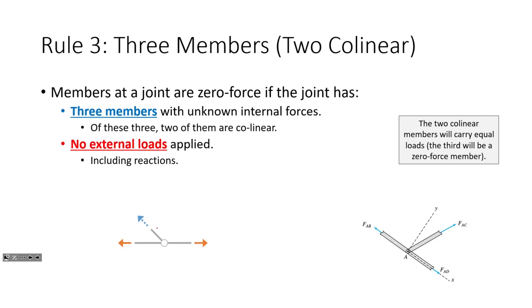And it doesn't matter which way they face. Like here, this force equals that force, that's zero. Does that make sense? The two collinear members will always carry equal loads. The third will be a zero force member.